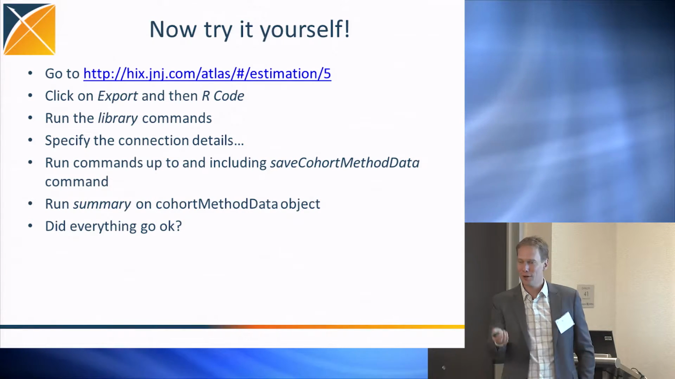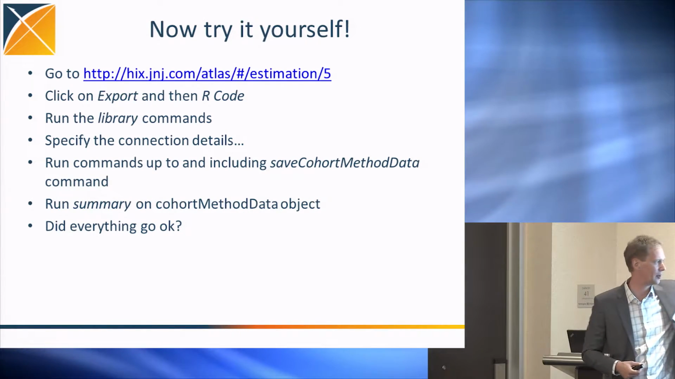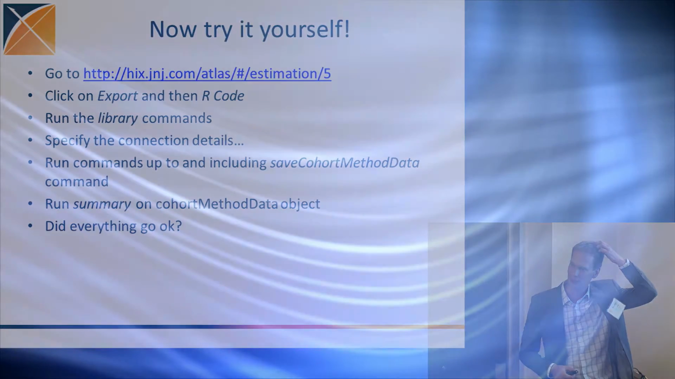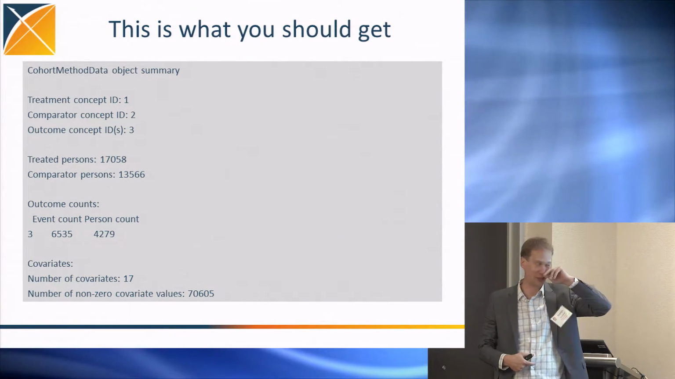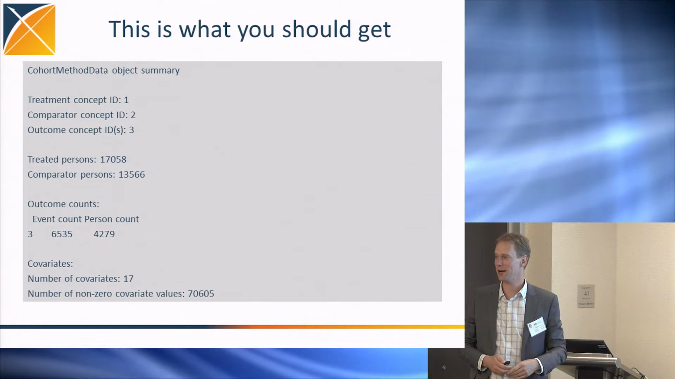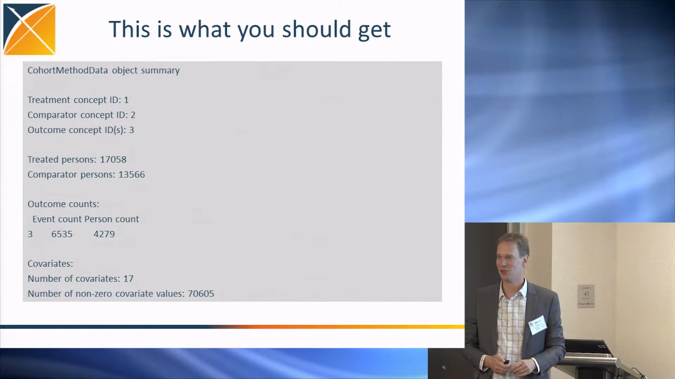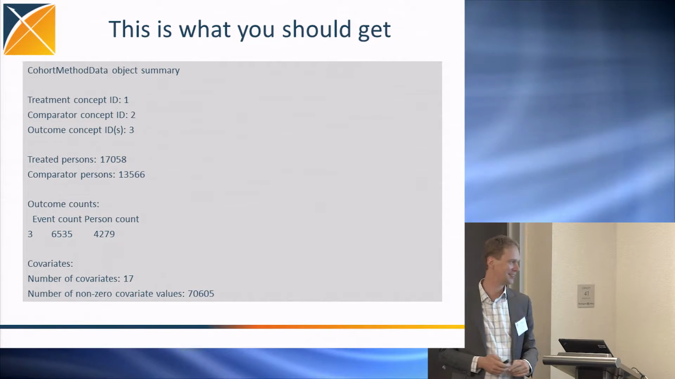Just run the code that I just sent you all the way to where you get the summary on the cohort method data object. All right, so what do we think of these results? Are these okay? Let's do the diagnostic that I just taught you. Only 17 covariates.